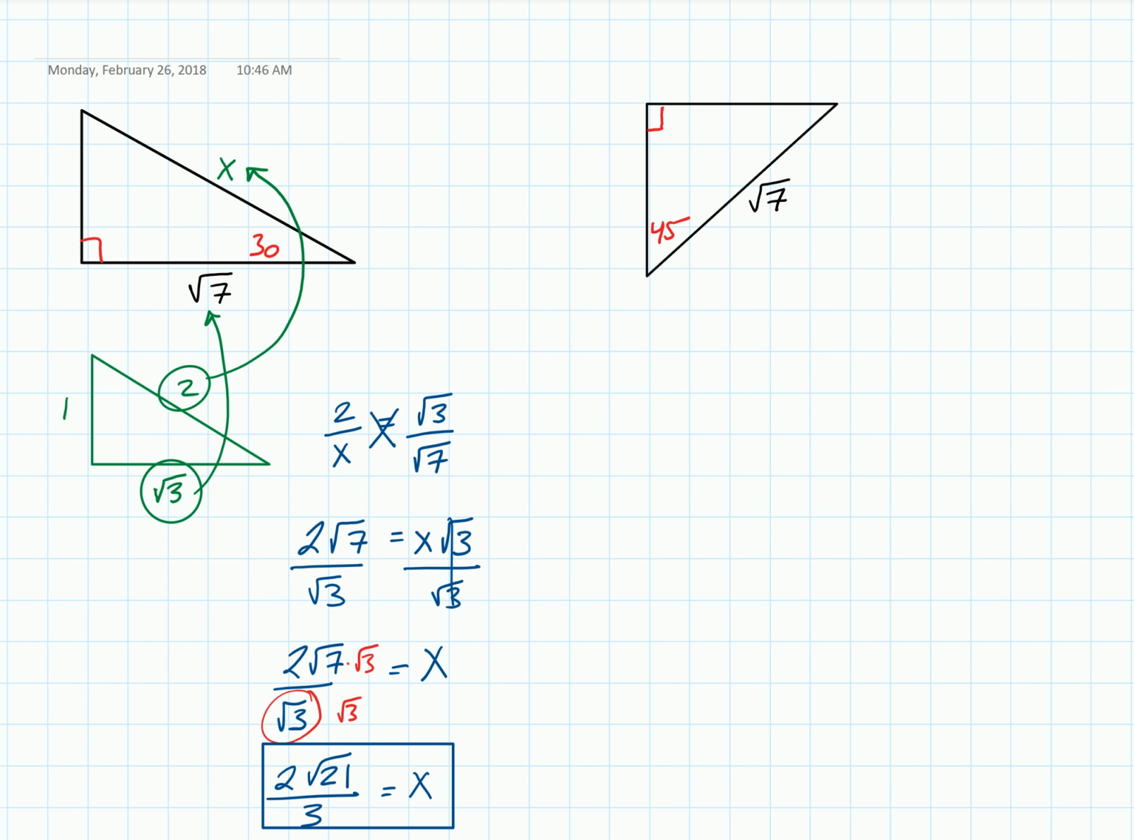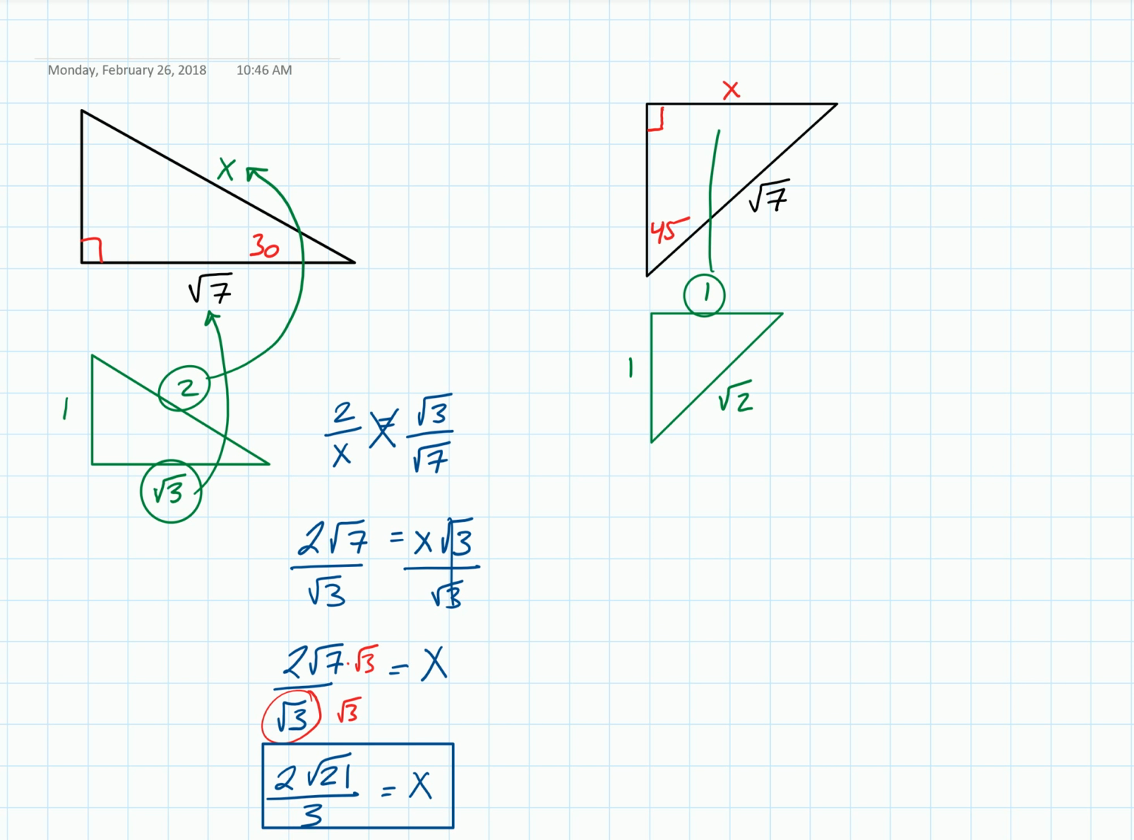Moving into the 45, 45, 90, we're going to go ahead and try to solve for this side right here. So we'll start by drawing our ghost triangle. And we know that the pattern is 1, 1, radical 2. So we'll start by setting up our two fractions.